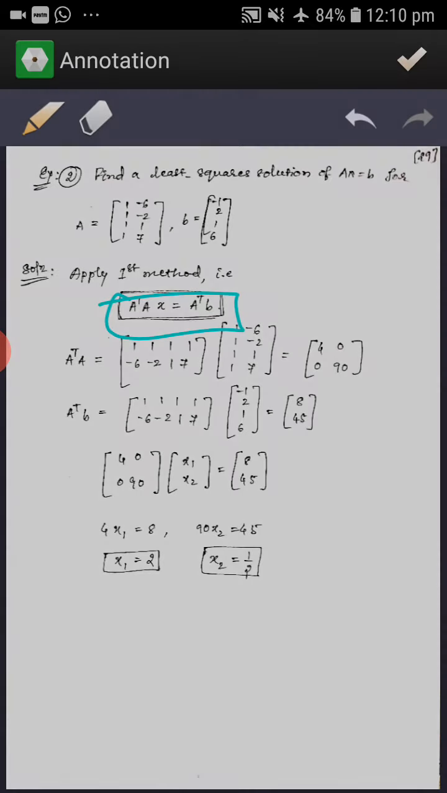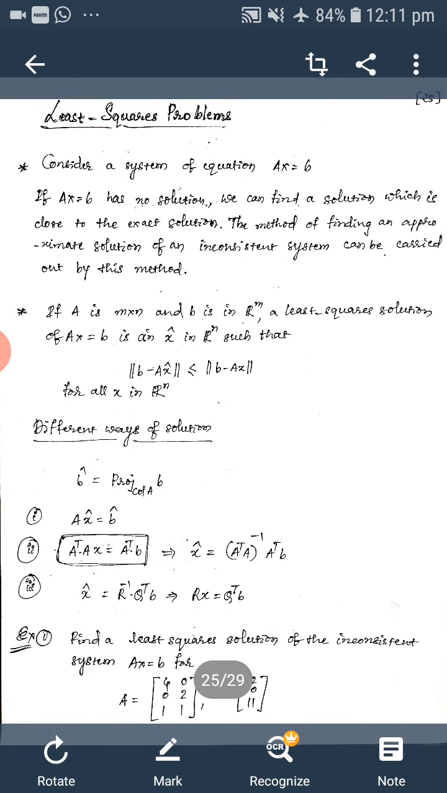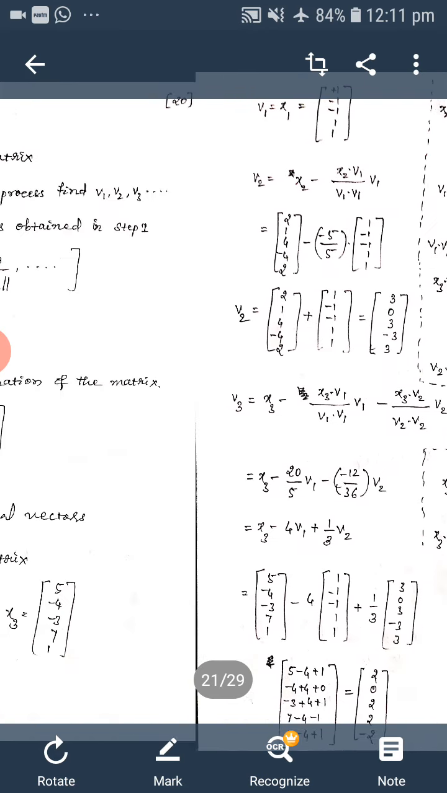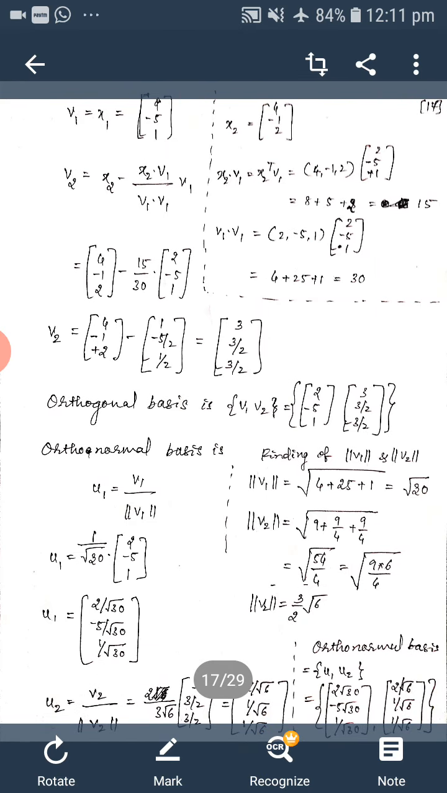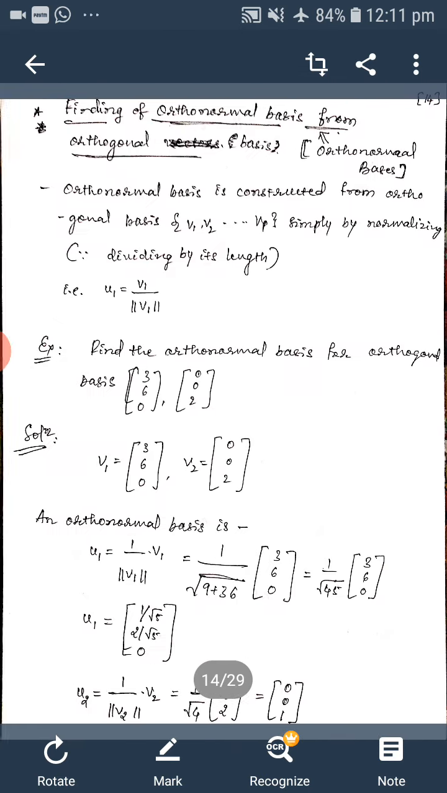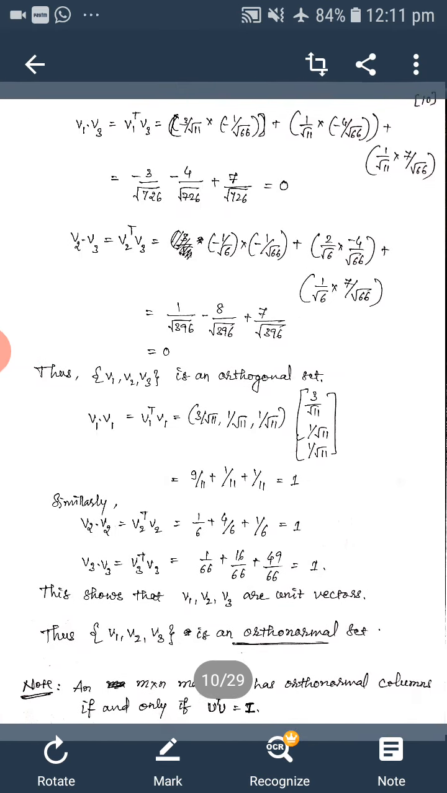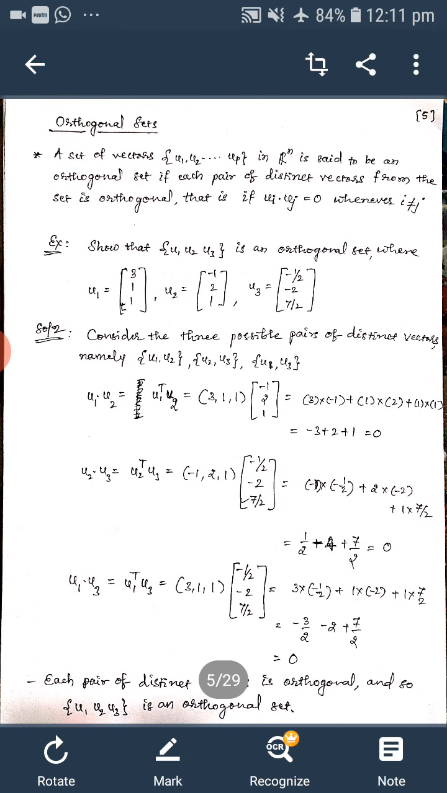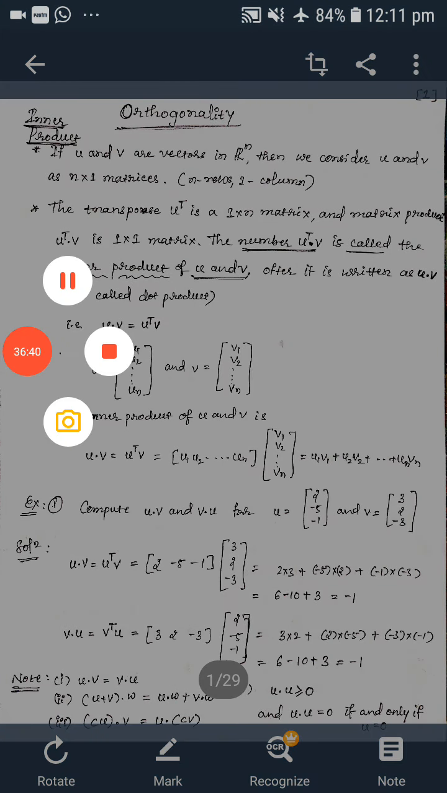So this finishes the chapter on orthogonality. In it we have seen how to find x, that is, least squares problems, and how to find orthogonal and orthonormal bases, orthogonal vectors, orthonormal vectors, and how to find the QR. Then the length of the vector, and how to find orthogonal, orthonormal, length of vectors, and projection. All those things. This finishes the orthogonality problems.